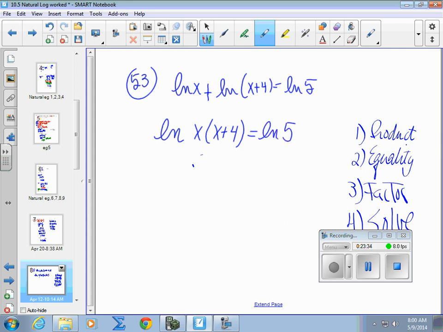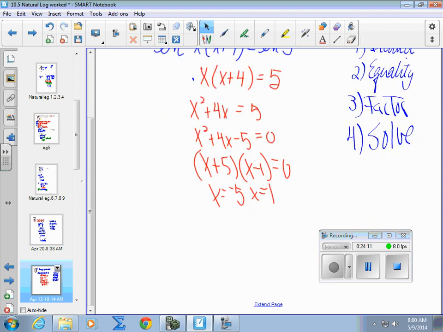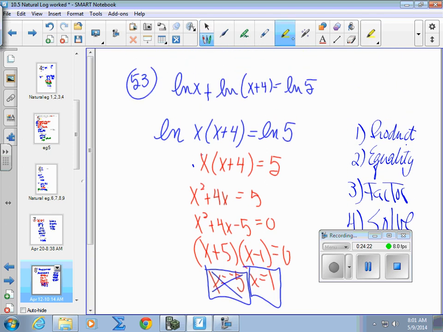Because I have a single logarithm on either side of the equation, I can use the equality property and say x times x plus 4 is equal to 5. So I have x squared plus 4x is equal to 5. So x squared plus 4x minus 5 equals 0. When you factor this, you get x plus 5 and x minus 1. So x is equal to negative 5 or x is equal to positive 1. Well, is x going to be equal to negative 5? No. This is not an answer. This is an answer. Because remember, the domain is made up of all positive real numbers, and if you plug in negative 5 in here, you get a negative number. Everybody okay with that one?